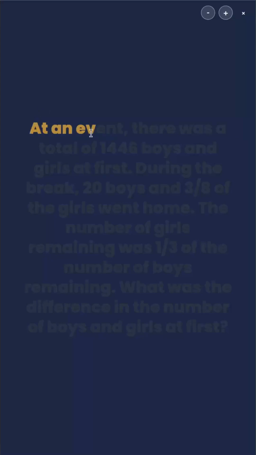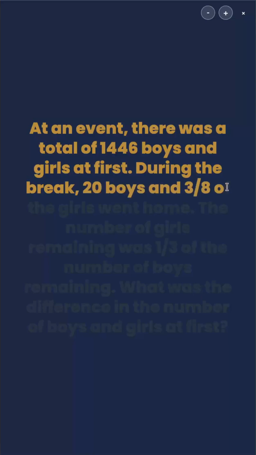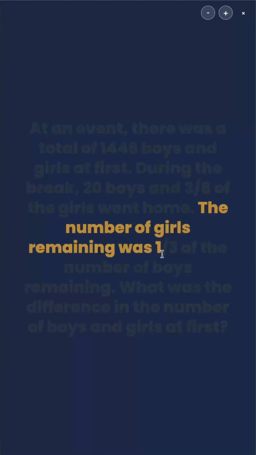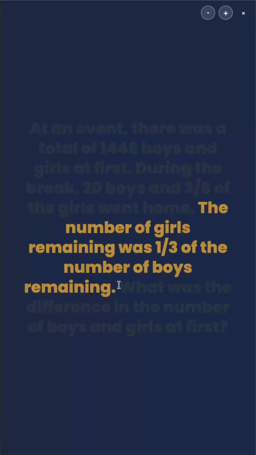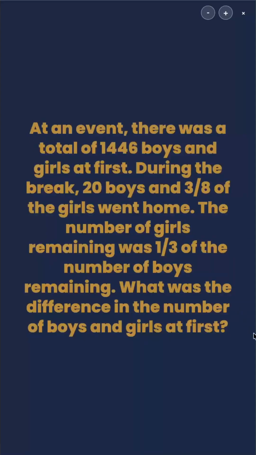7. At an event, there was a total of 1,446 boys and girls at first. During the break, 20 boys and 3/8 of the girls went home. The number of girls remaining was 1/3 of the number of boys remaining. What was the difference in the number of boys and girls at first?